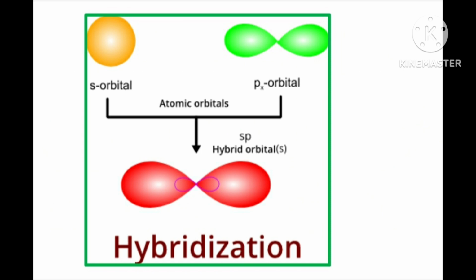As we see in the picture, we have s and p orbitals. When they create bonds, but pay attention, sigma bonds, one s and one p orbital with different energies will hybridize and come to two orbitals which have the same energy, so they will be called hybrid orbitals.